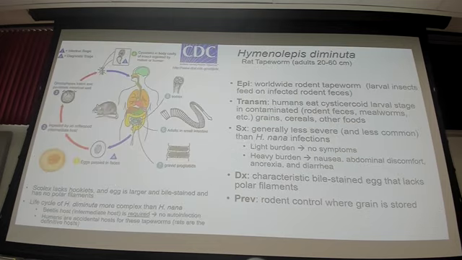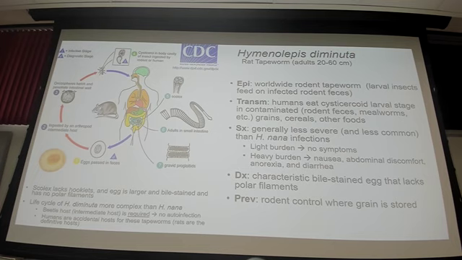This species is diminuta. Diminuta is actually larger than nana. The name suggests it's smaller, but it's significantly larger. Hymenolepis diminuta, the rat tapeworm. Some similarities to Hymenolepis nana, but some differences are that it absolutely requires an intermediate host. That intermediate host is the flea.